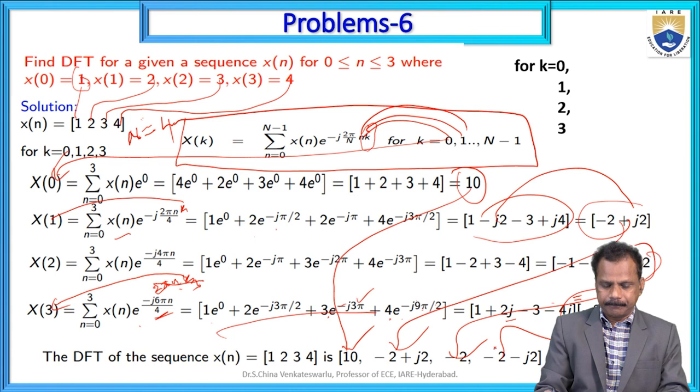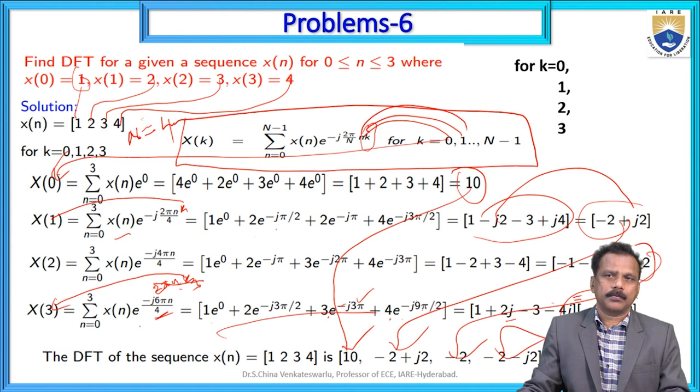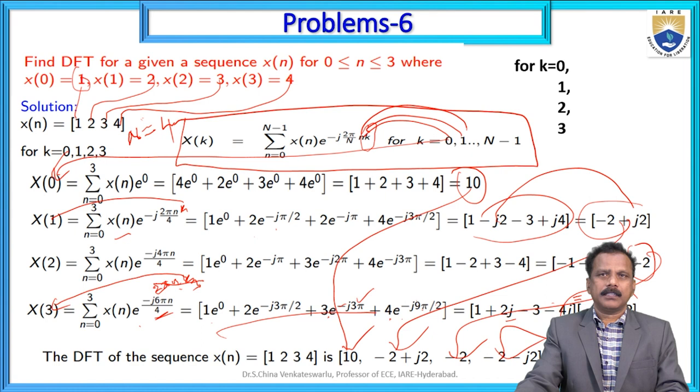Finally, the DFT of the sequence x of n equal to 1, 2, 3, 4 is 10, minus 2 plus j2, minus 2, minus 2 minus j2. Like this, you can consider this is the efficient computation while you are using the property of the twiddle factor.